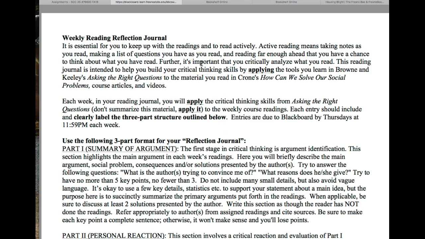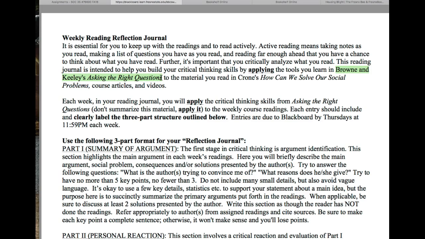So something that's really important is that every week you are going to read a chapter in Brown and Keeley's book, Asking the Right Questions. And so this book is intended to either teach you or to kind of help you brush up on your critical thinking skills. This content is not what you are going to summarize or what you're going to write about.